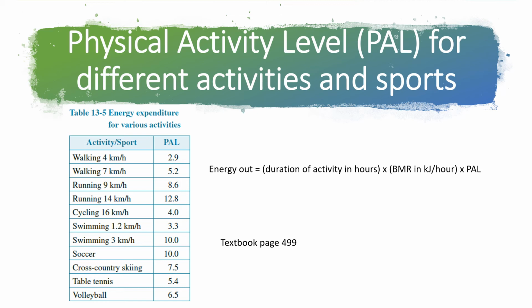Also in your textbook on page 499 are a few different activities and what their PAL level is. So if we have a look, energy out equals duration of activity in hours times BMR in kilojoules per hour times PAL. In the table we can see that walking at 4 kilometres per hour has a PAL of 2.9, down to volleyball, which has a PAL of 6.5. And this is per hour.